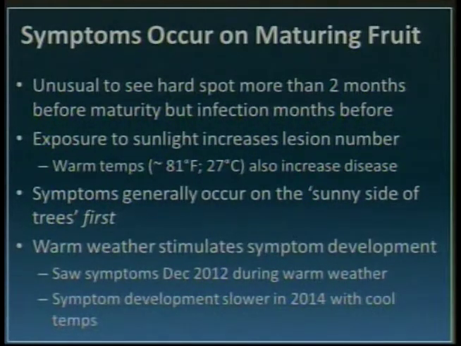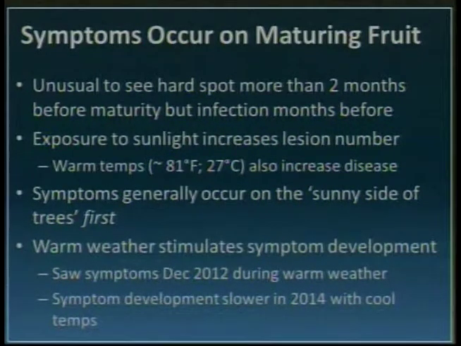So the symptoms of this disease, which is our newest disease in the state, is that it's usually found on the maturing fruit. It's unusual to see the hard spots, which is the most characteristic lesion, more than 2 months before maturity, but the infections actually occur months in advance, probably four to six months prior to symptom expression.